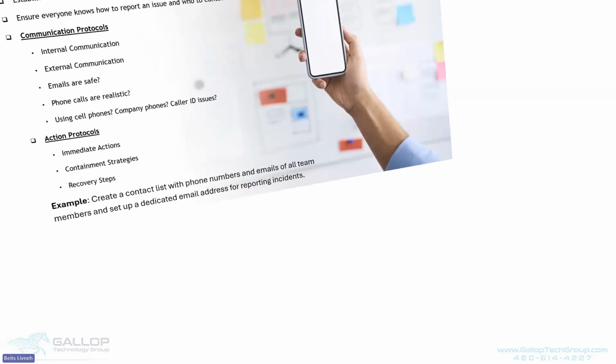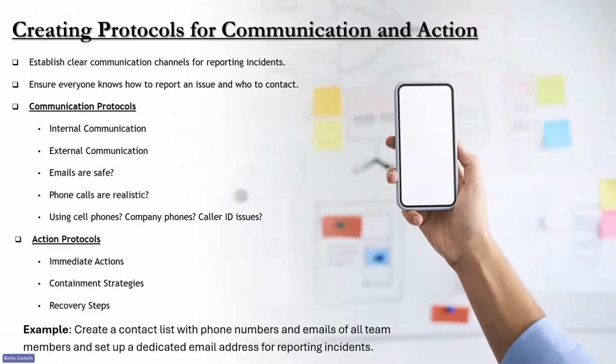The protocol of communication and action is the next step. You want to establish clear communication channels for reporting incidents. There is internal communication and external communication, and you need to ask whether emails are safe to use at that point. We need to make sure that everyone knows how to report an issue and how to contact others.